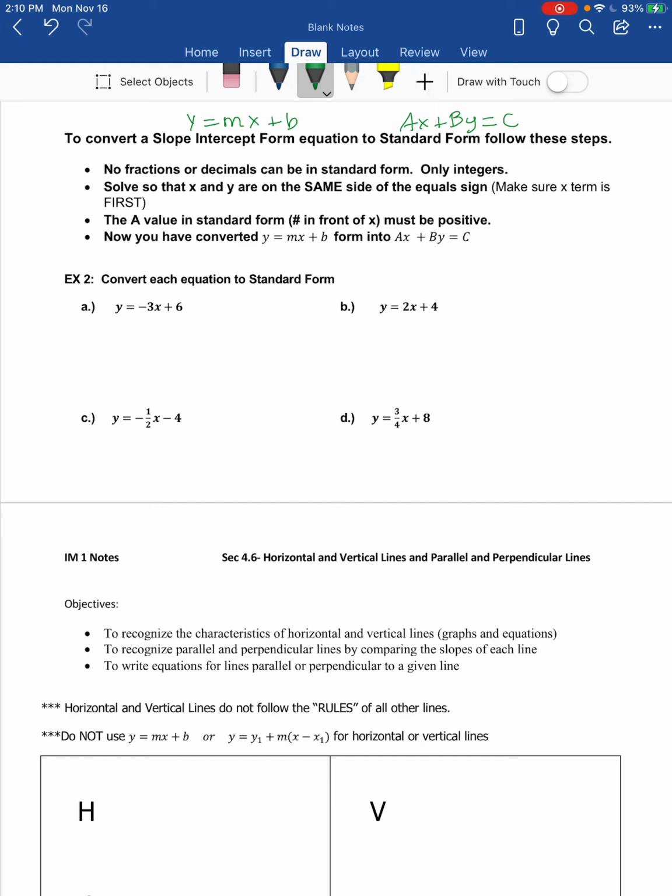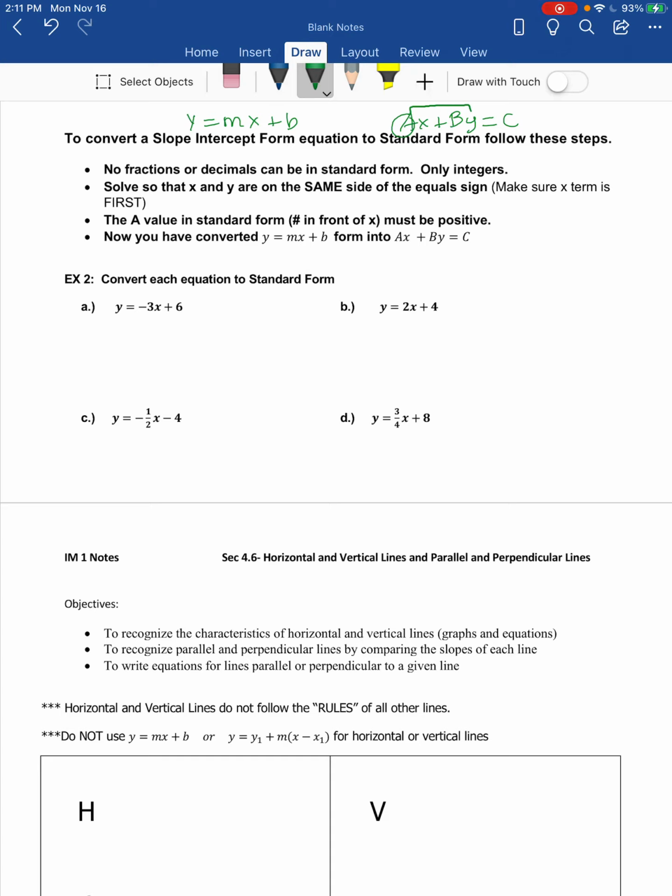Solve so that the x and the y are on the same side of your equal sign, just like this in standard form. Your ax and your by are on the same side, but the x term has to always come first. And then your a value, or the number in front of x, has to be positive. So if it's not a positive number, we have to make it positive. It says now you converted your y equals mx plus b to ax plus by is equal to c.